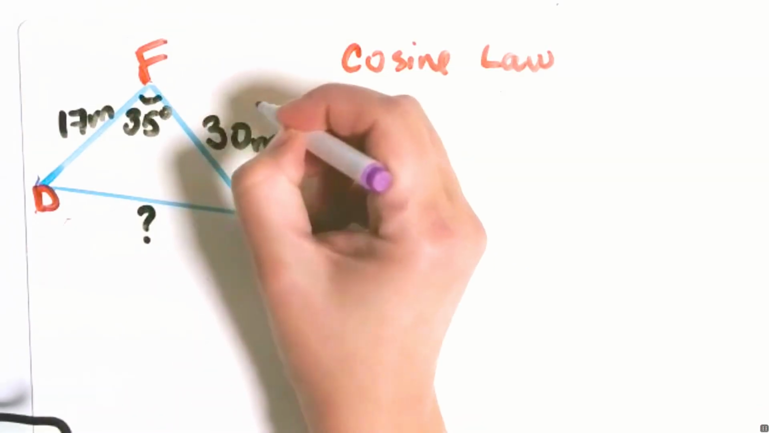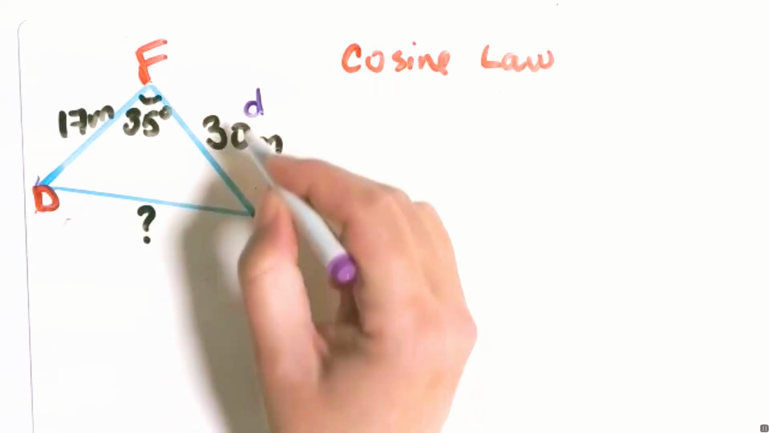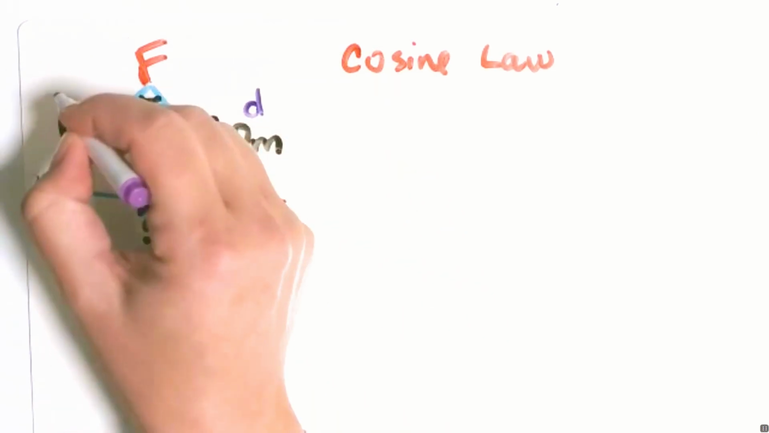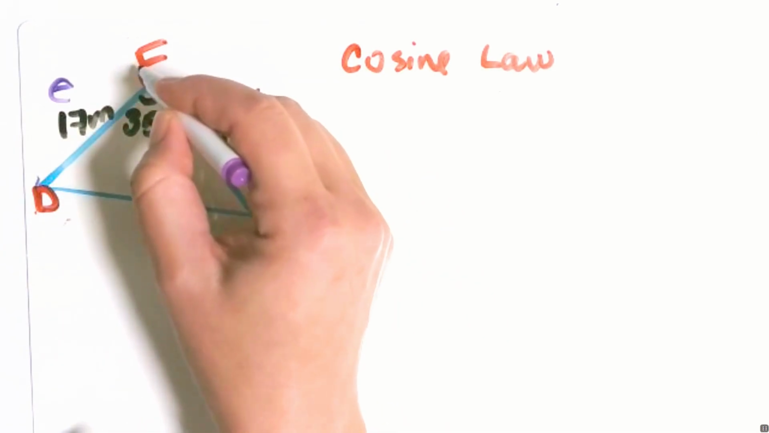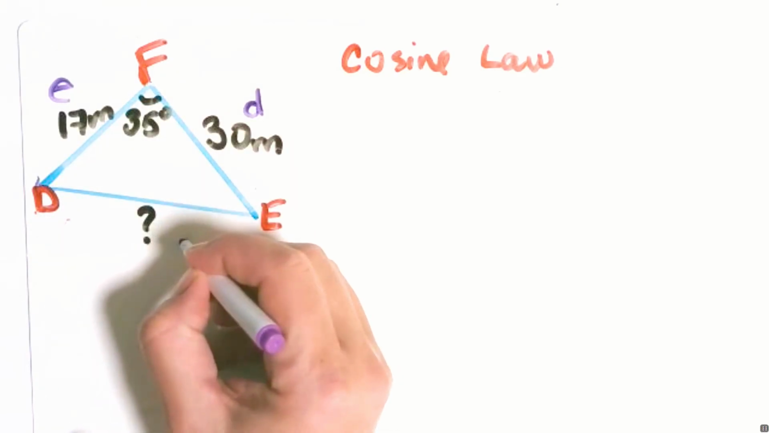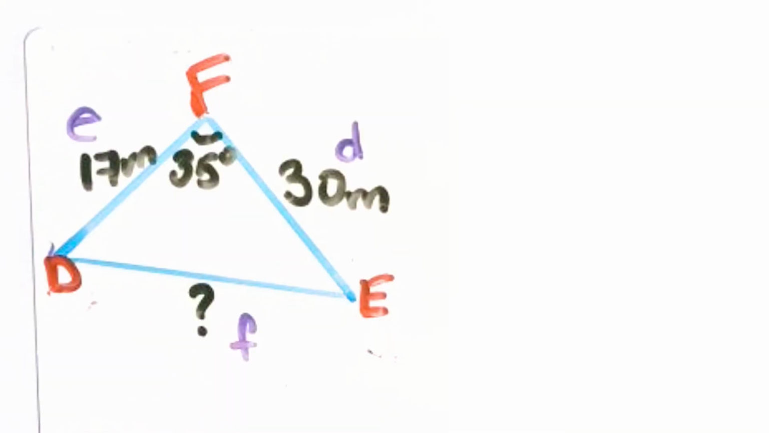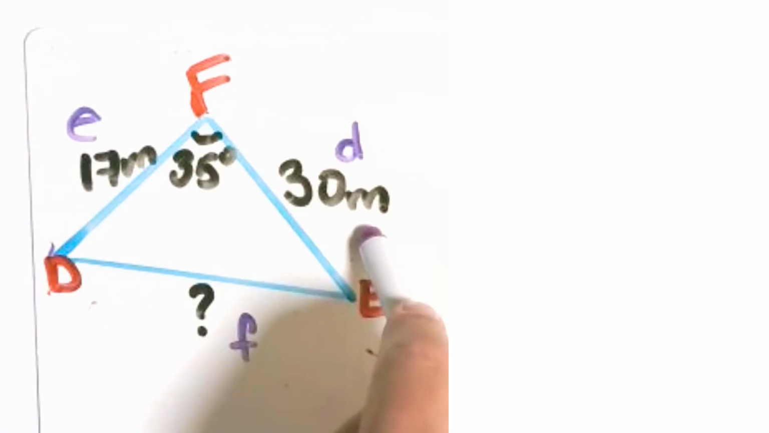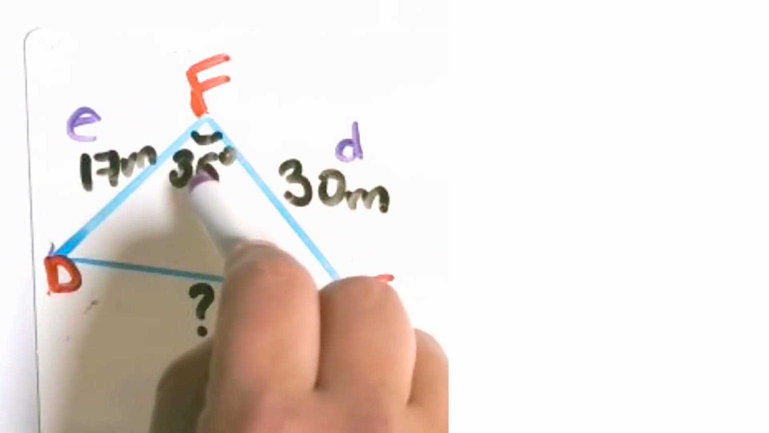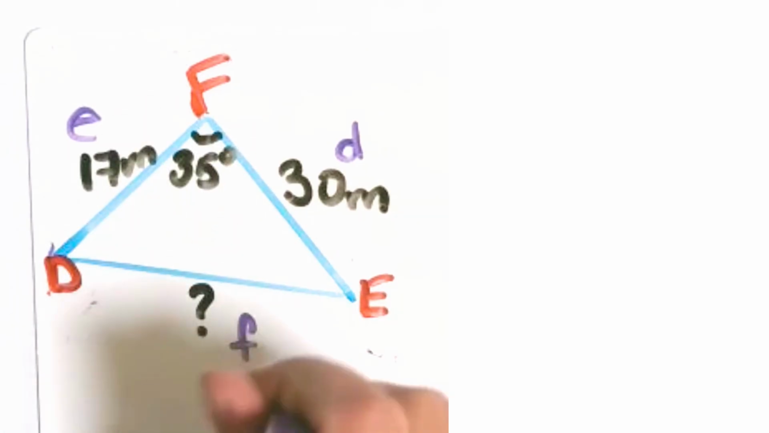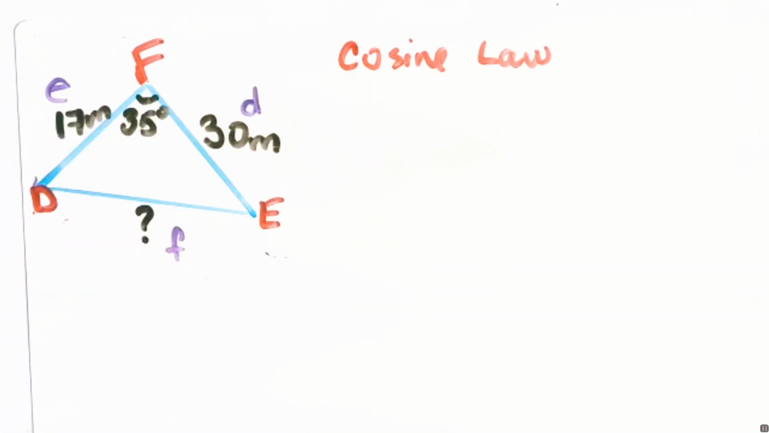lengths. This is angle D. That means I will label this as side length D. This is E. This will be little e. And this is F. And I will label this as little f. And how do I know that I can use the cosine law? Well, I have two known sides and the contained angle, which is the angle between them, and I'm looking for the third side.